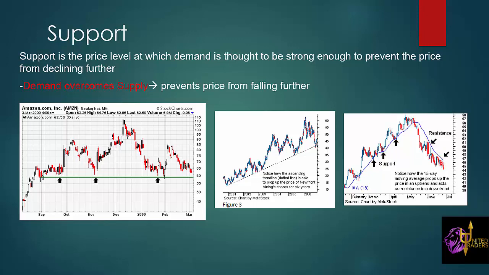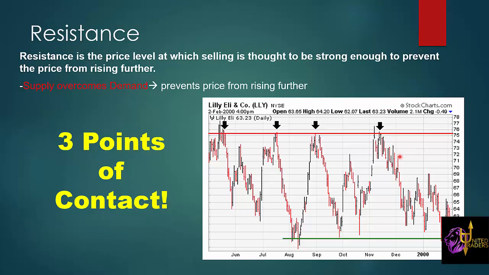Kind of interesting, right? Resistance, I just discussed it briefly a second ago, is when supply overcomes demand. So there's a supply of sellers up here that are willing to sell at $75. Buyers are unable to overcome the selling pressure at these points, and because of that, we move lower. Remember, we need 3 points of contact.